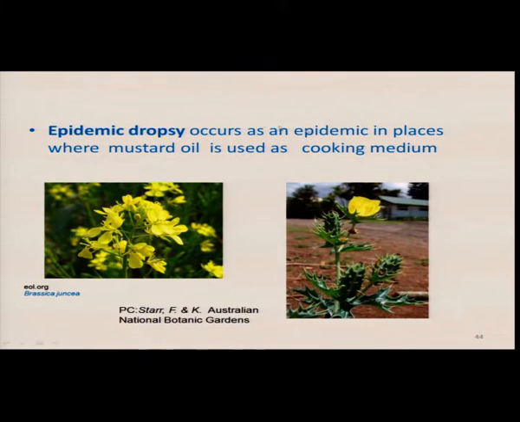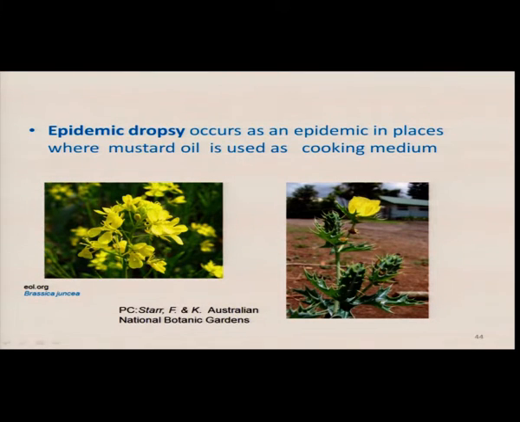Epidemic dropsy occurs as an epidemic in places where mustard oil is used as a cooking medium. So, this is very common in areas where mustard oil is a normal cooking component. Then you have either deliberate or accidental adulteration with argemone oil. So, when the general population is consuming that, you will have this as an epidemic there. That is why it is called epidemic dropsy.